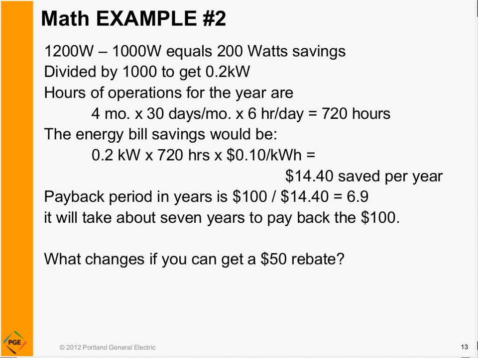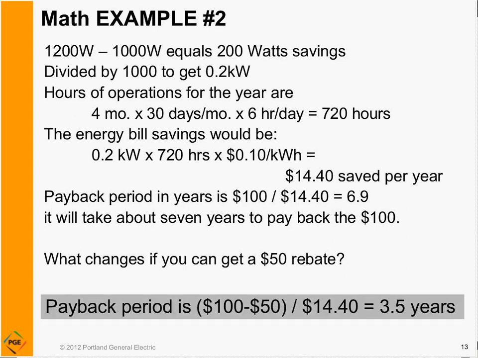If you get a $50 rebate, the math changes. Instead of $100, you have 100 minus the $50 rebate, divided by 1440. We just changed the payback period to 3.5 years. Now we're within striking range of that. What is the decision point? If yours is a 3-year payback, then you'd wait until the rebate is $60 or some other number.